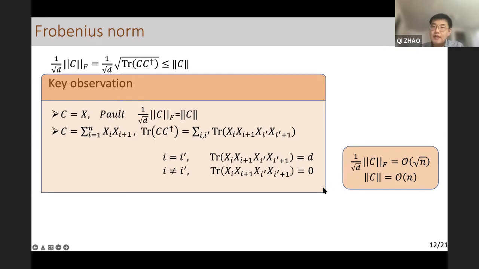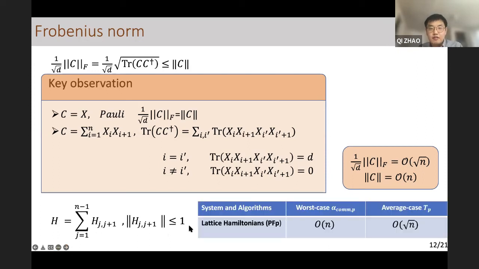Let's make the difference. According to this observation, if we consider the nearest neighbor lattice Hamiltonian in the general p-th order product formula method, the alpha_comm in the worst case is linear with n, O(n). But in our average case, this parameter T_p is just the square root of n. So we could have a quadratic improvement with respect to the parameter n here.